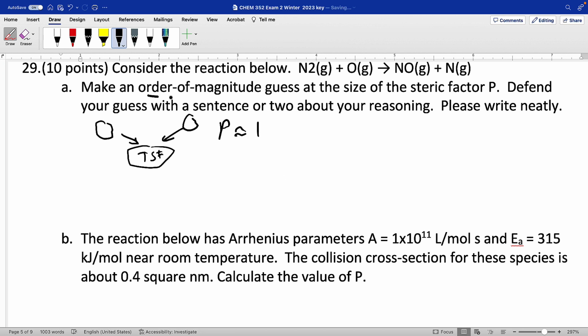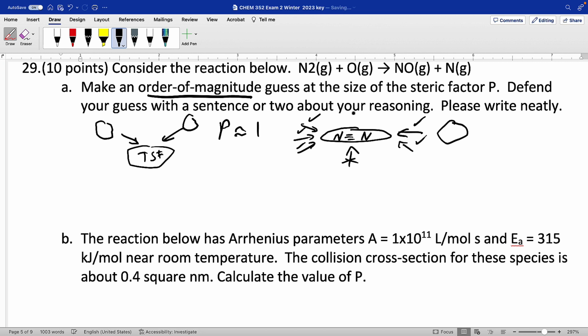So if we're going to make an order of magnitude guess here, let's see what this looks like. We've got a stick, which will be our nitrogen. We've got a ball, which is an oxygen atom, and they're coming together, and there's going to be some orientation that's necessary. If it maybe comes from the side, that probably won't work, but if it comes from the end, it will work. So if we imagine this, it could come from either end, because we know that nitrogen's symmetric. So all of these would probably work, but these might not work, right?